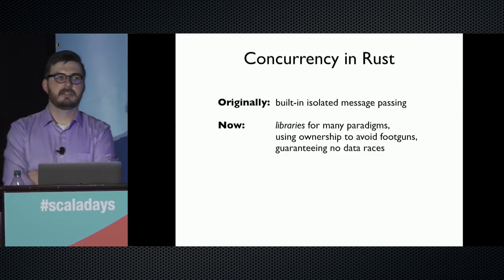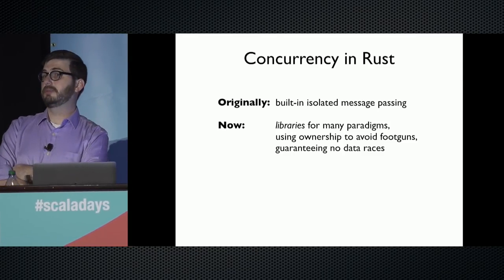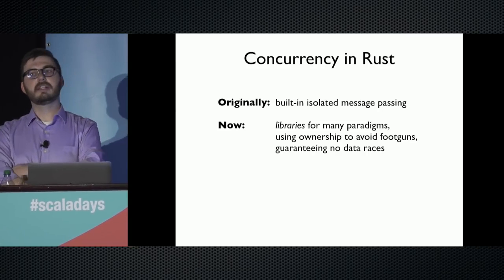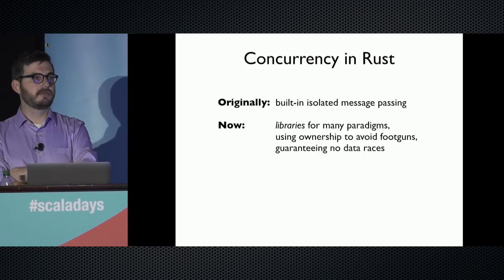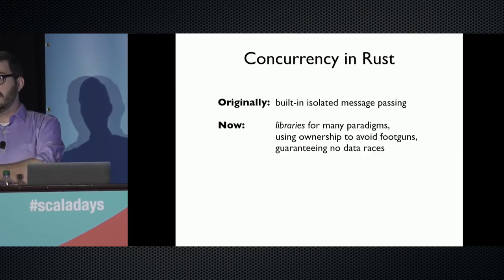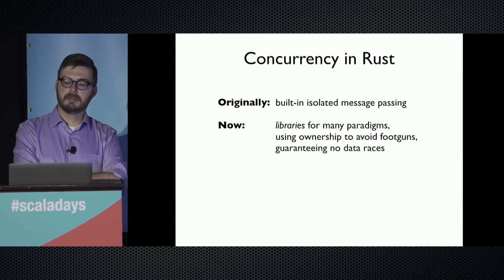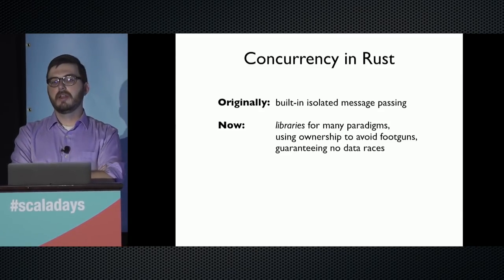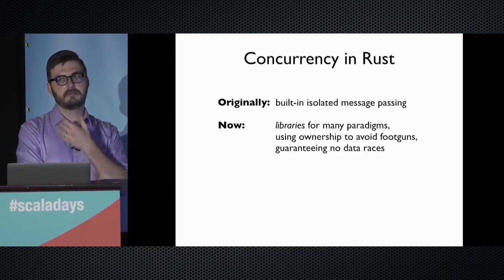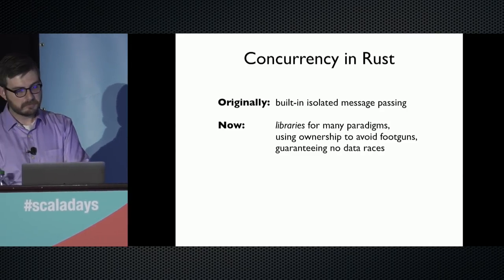But over time, we've actually gotten a much richer story that says concurrency is not really a built-in thing in Rust. Instead, you can do all kinds of different concurrent programming through libraries that you build up, representing different paradigms. But all of these libraries guarantee freedom from data races, which I'm going to explain in just a second. So they're all leveraging the ownership system to give you a more confident style of concurrent programming.